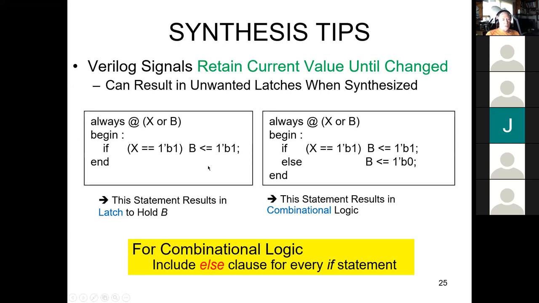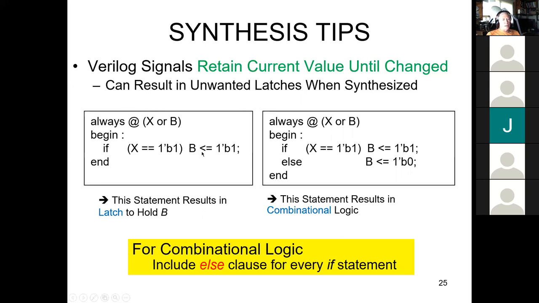Now here we have a non-blocking, so it's a little confusing, and we use non-blockings here too. So here's the deal. If X equals one, then you assign one to B. Well, what if X doesn't equal one? What if B changes to trigger the execution of this, but X is zero? This is where you get into trouble, because in combinational logic, that wouldn't do anything. But because of the way this is set up, you have to have a latch to hold the value of B for the next time one of the signals changes.